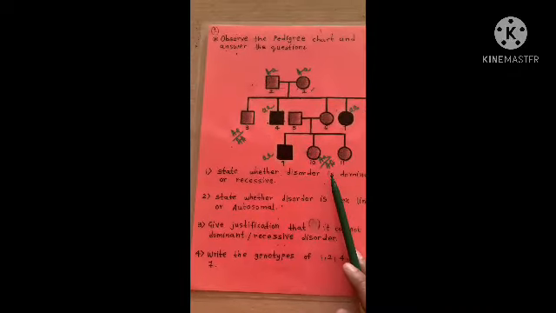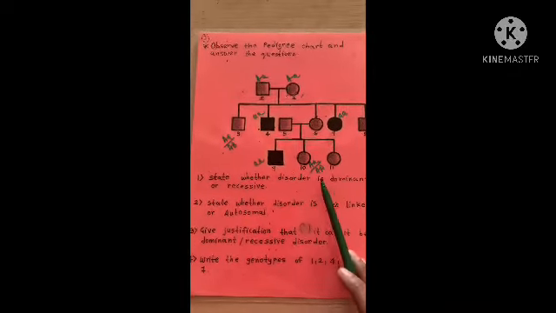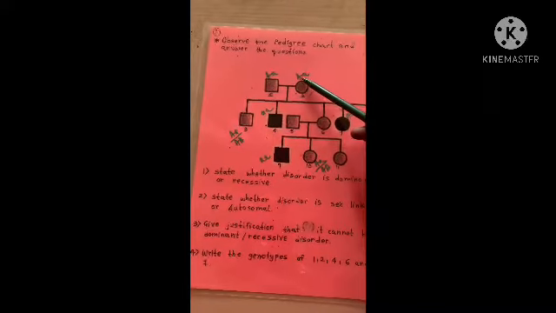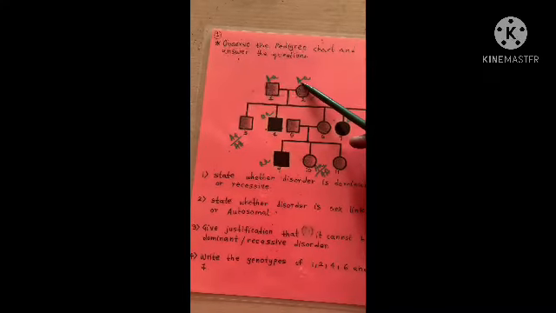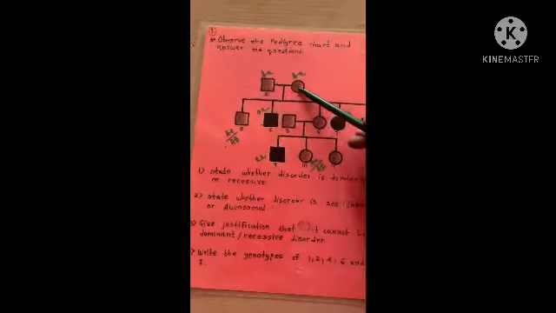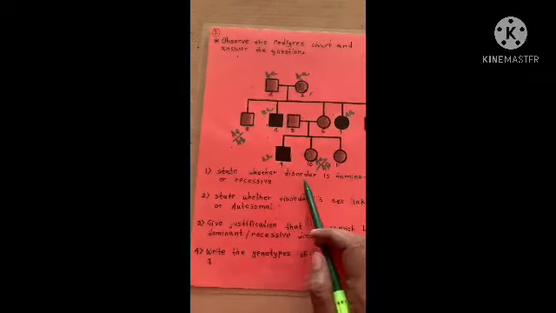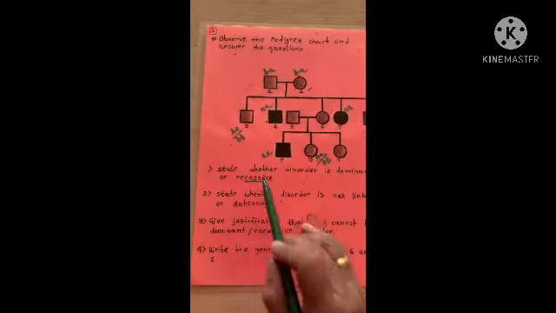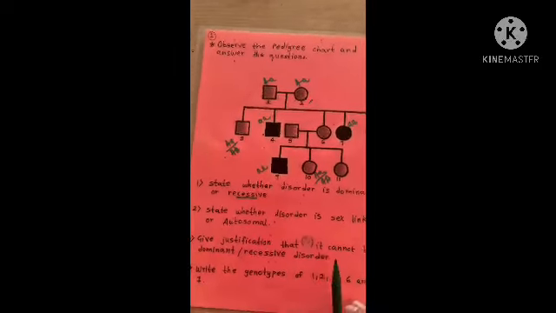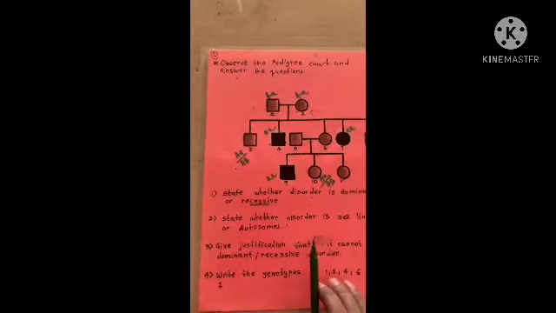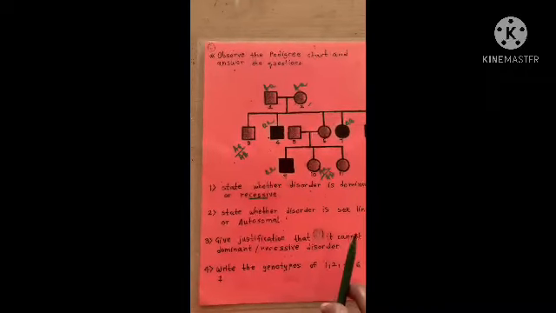The answer to the first question: if it is a dominant gene, we know that a dominant gene gets expressed even in the heterozygous condition. If it were dominant, these two parents would also have had the disease, but that is not the condition. So the answer to this question is that it is a recessive disorder, and that is the first answer. Then, state whether the disorder is sex linked or autosomal.